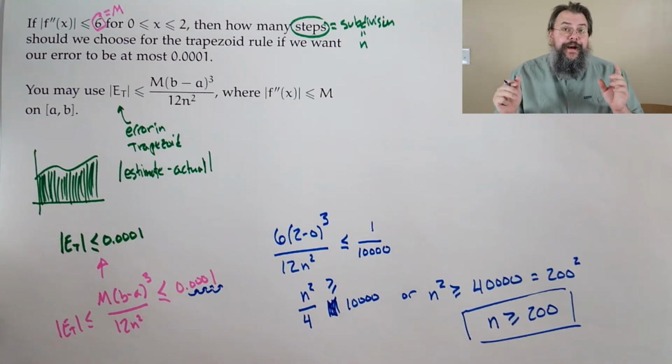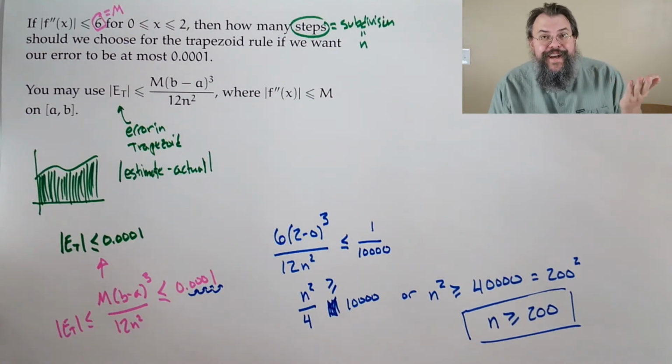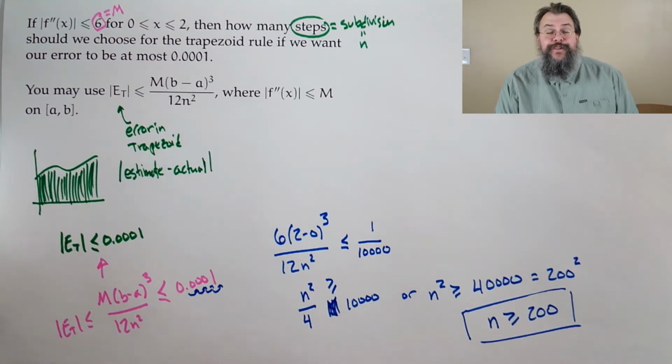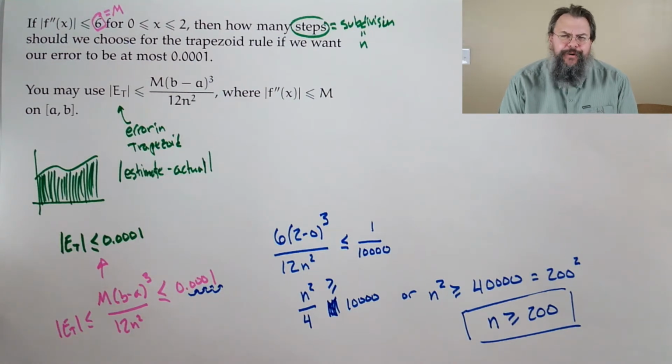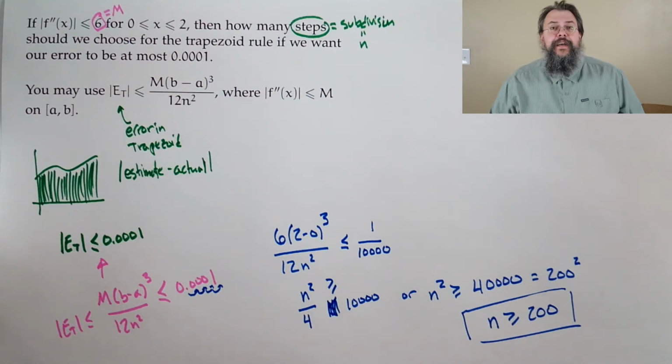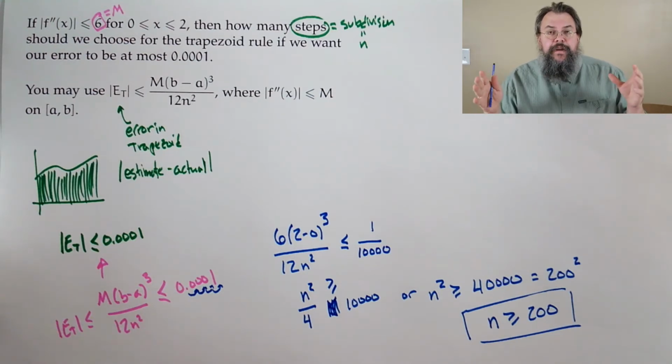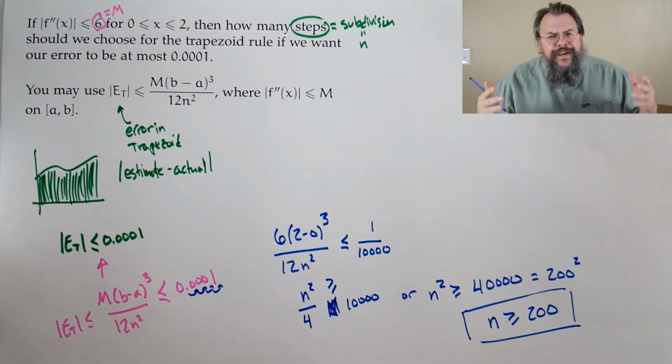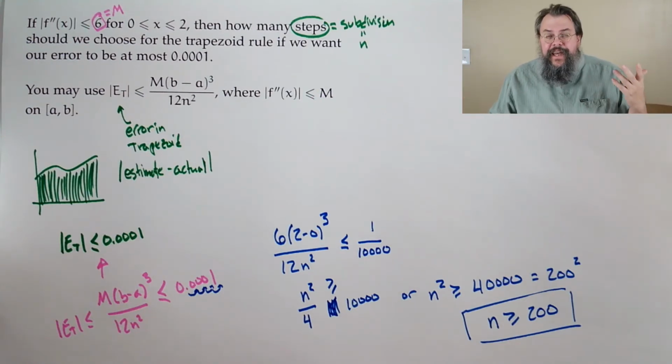All right. Now, a couple things. You might say, well, wait a second. Couldn't we have chosen negative? And the answer is, no, we can't. Because n is a number that we're splitting our interval from a to b into. I can't split a to b into negative 20 different pieces. That doesn't make any sense. So n is a positive quantity.